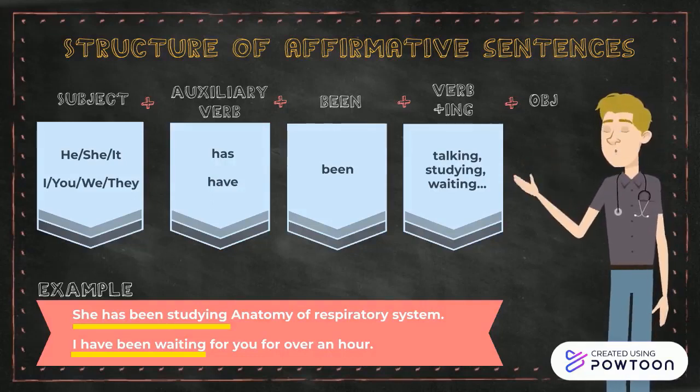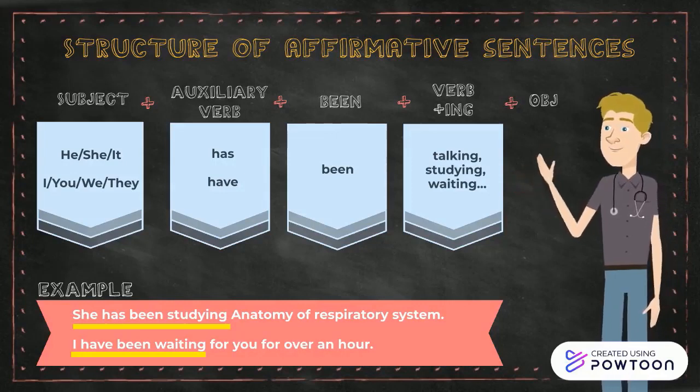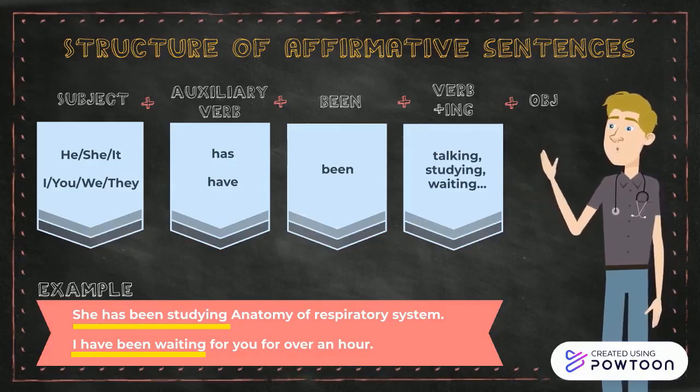Example: talking, studying, waiting. Example of affirmative sentences in present perfect continuous. She has been studying anatomy of respiratory system. I have been waiting for you for over an hour.